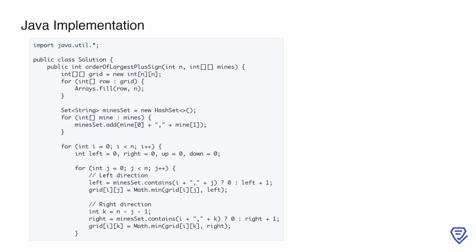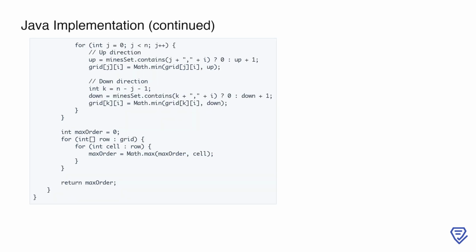This ensures every cell in the row knows the maximum arm length it can contribute in the left and right directions. Now, we handle the vertical directions, starting with the up and down arms. For each column, we iterate through the rows, keeping track of consecutive cells without mines in the up direction. If a mine is encountered, up resets to 0, otherwise, it increments, and we update the grid with the minimum value between the current up count and the existing value in the grid.